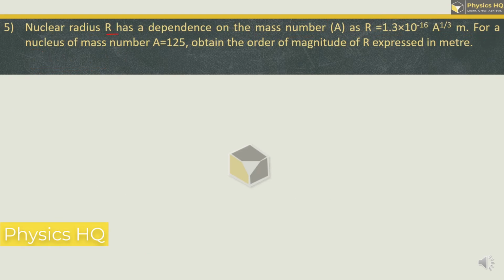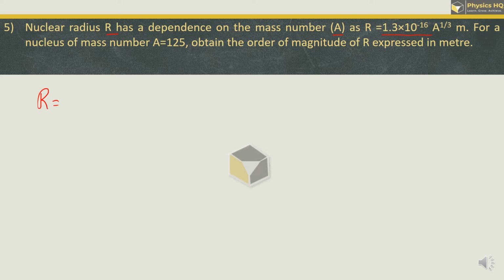Nuclear radius r has a dependence on the mass number A as r equals 1.3 × 10 raised to minus 16 A raised to 1 by 3. For a nucleus of mass number A equal to 125, obtain the order of magnitude of r expressed in meter. So let us see what we have.